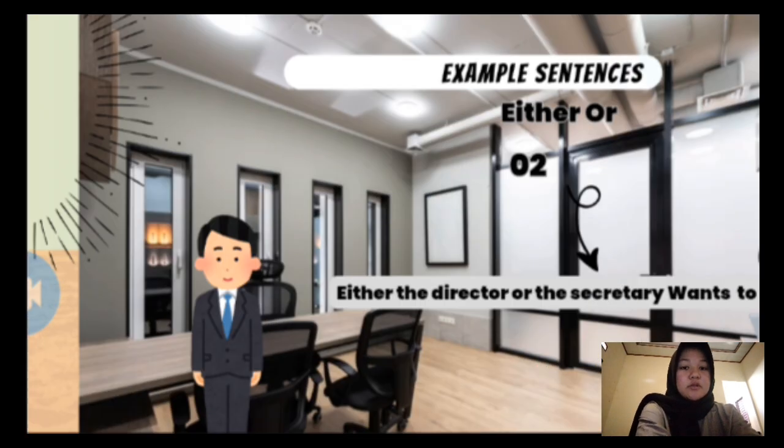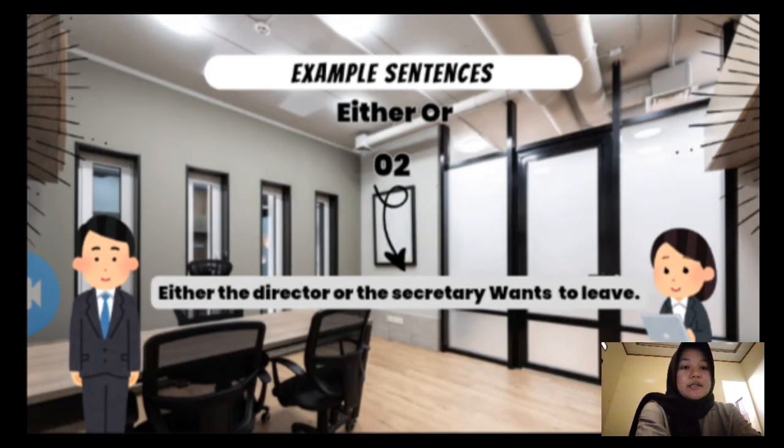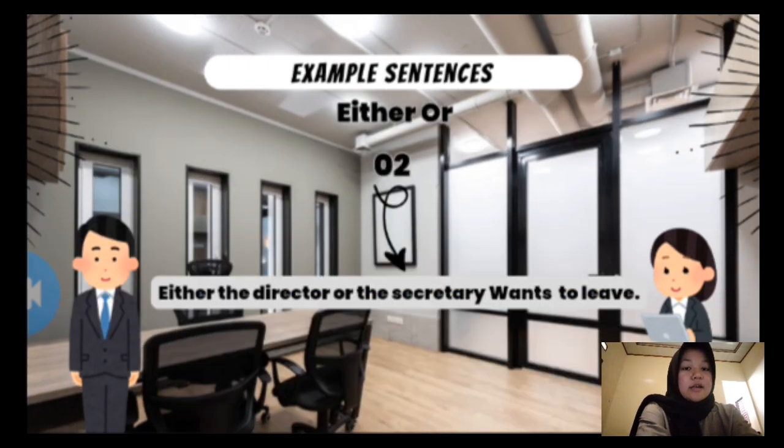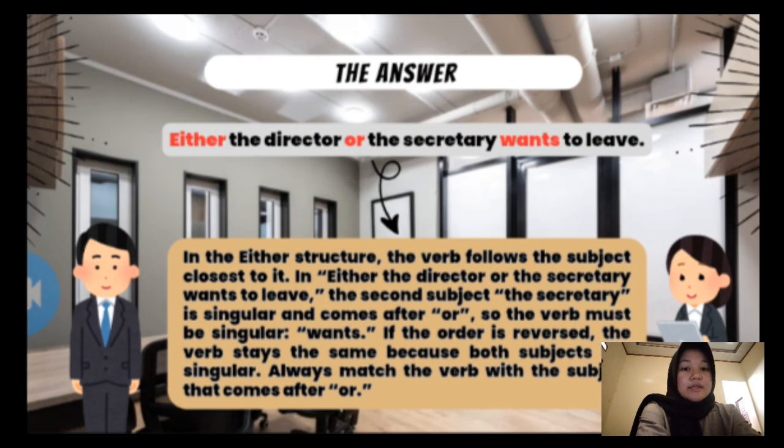Next, question number 2. Either the director or the secretary want to leave. The correct answer is wants, not want. So the sentence is either the director or the secretary wants to leave. Why? Because the subject after or is the secretary, and it is singular. When the subject is singular, we must use a singular verb, and that is wants.